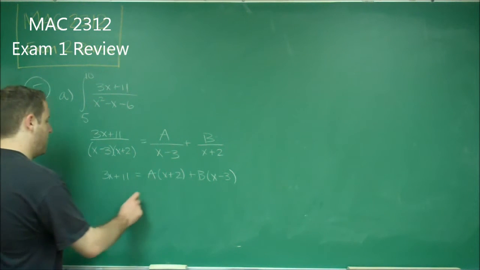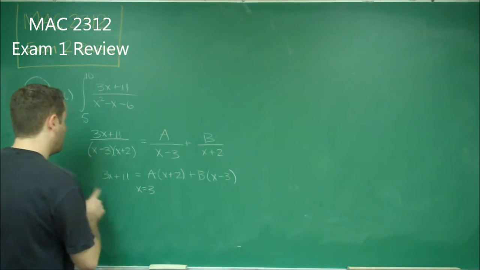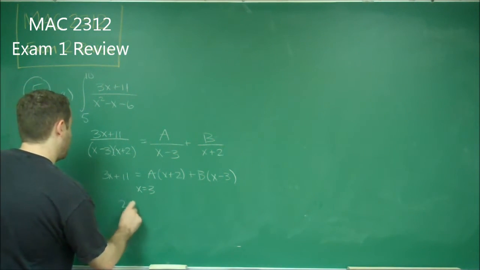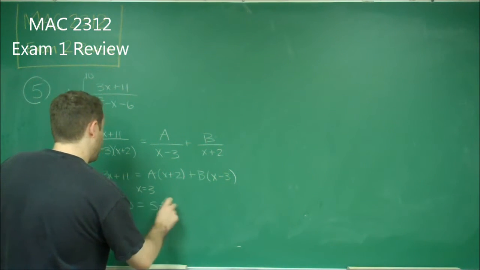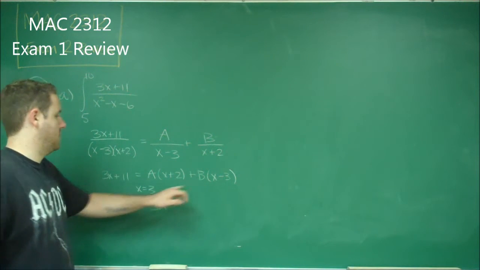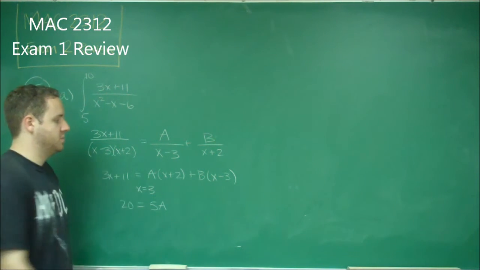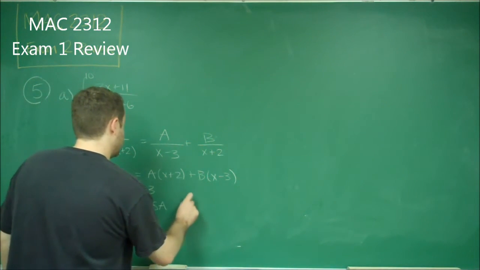So if x equals 3, over here we get 20. Over here we get 5A, and our B's canceled because that was the whole point of picking 3, is that this would go away to be 0. So we can see that A equals 4.